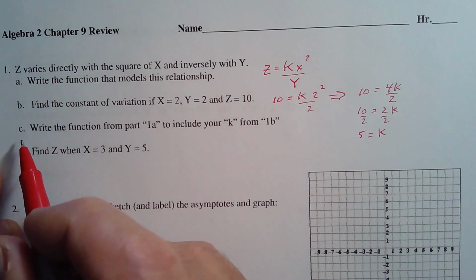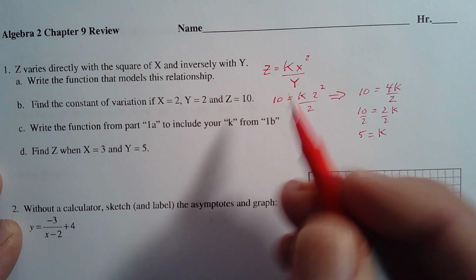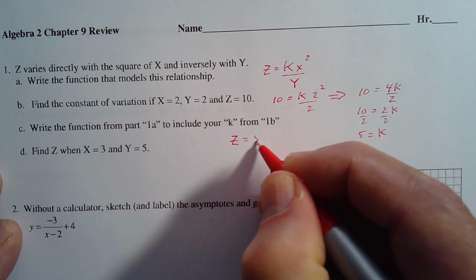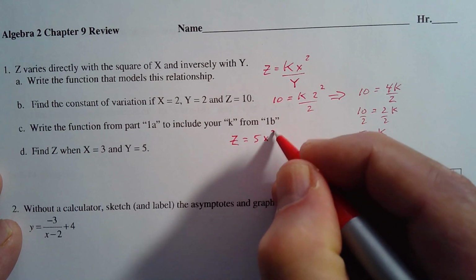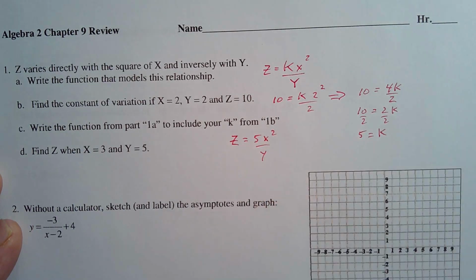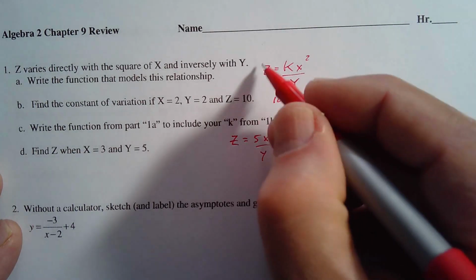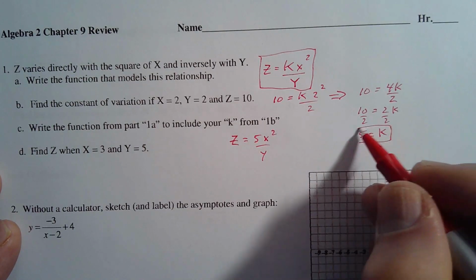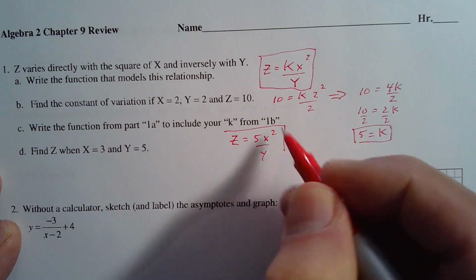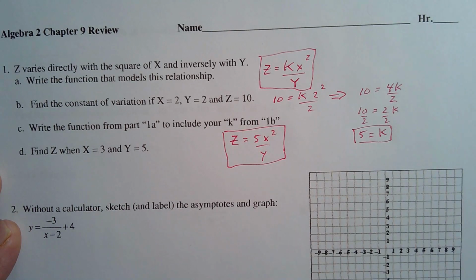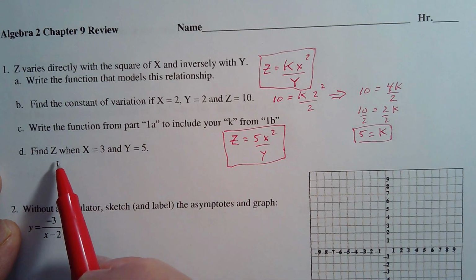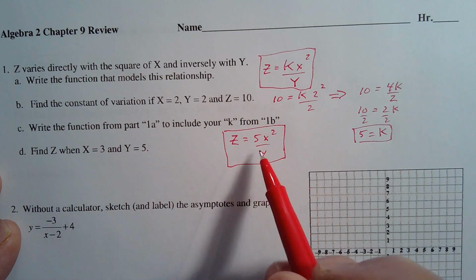And then part C is just rewriting this but putting the 5 in. So part C will just be z equals that 5 for the k, x squared all over y. So there's the first one without the k. Here's the work to get the k, and then here's putting the k in there for the final function. And now it wants to find z if x is 3 and y is 5.